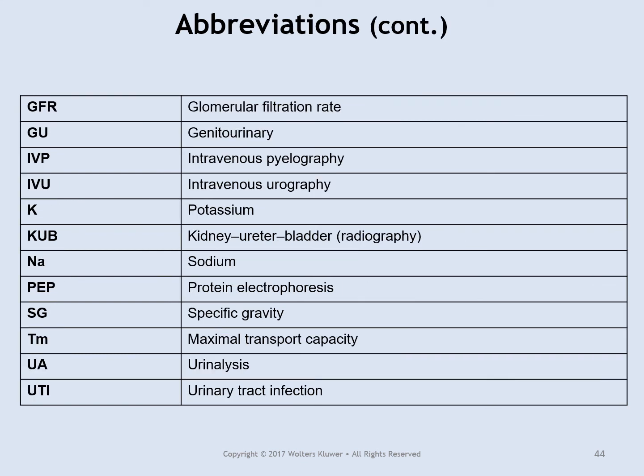And our last set of abbreviations here. Glomerular filtration rate is basically indicative of the function of the kidneys as a whole. The letter K is potassium. Na is for sodium. And the ones you'll see most common, UTI, or urinary tract infections. And that is today's lecture.